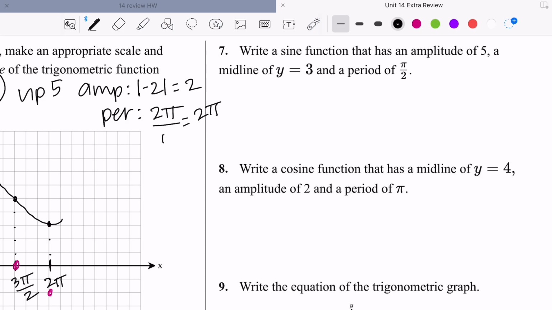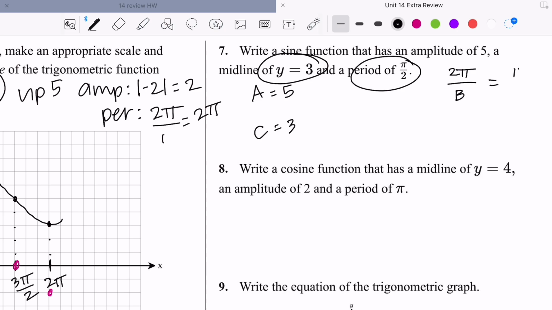It tells us that the amplitude is 5, so that's telling us that A equals 5. It's telling us that the midline is 3, so that's telling us that C is 3. And then it's telling us that it has a period of pi over 2. So the formula for the period is 2 pi over B. And it's telling us this is pi over 4. Really what it is is 1 over 4.